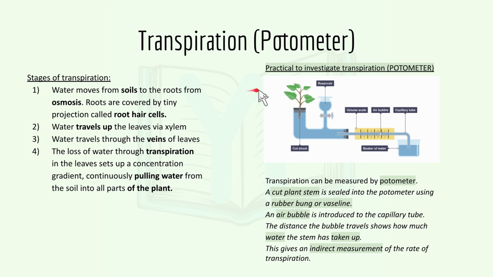So here's a practical to investigate transpiration with this equipment. Transpiration can be measured by a potometer, and a cut plant stem is sealed into the potometer using a rubber band or Vaseline, and an air bubble is introduced to the capillary tube over here. The distance the bubble travels shows how much water the stem has taken up, and this gives an indirect measure of the rate of transpiration using some calculations.